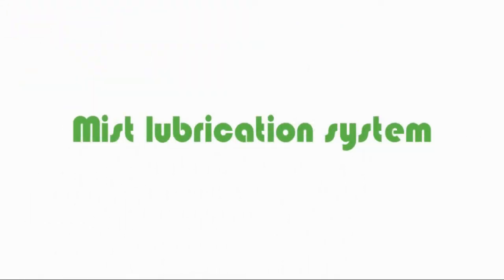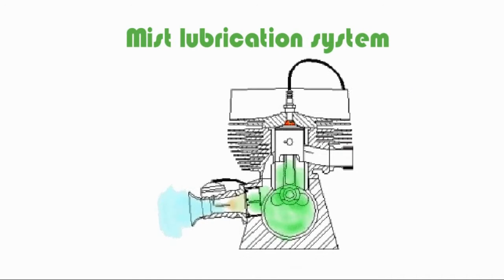Mist lubrication system. Mist lubrication system is a very simple type of lubrication. In this system, a small quantity of lubricating oil is mixed with the fuel. The oil and fuel mixture is introduced through the carburetor. The gasoline is vaporized, and the oil, in the form of mist, enters the cylinder via the crankcase.